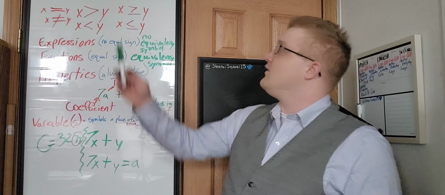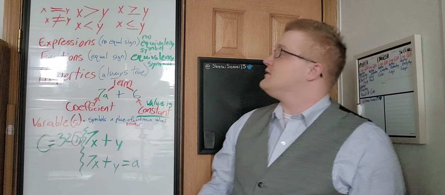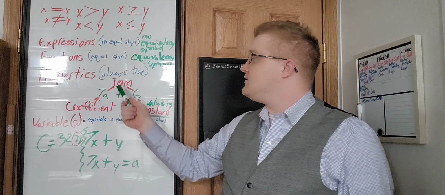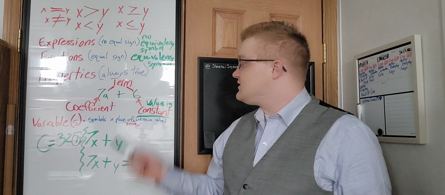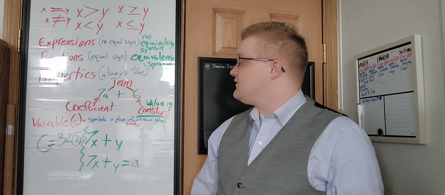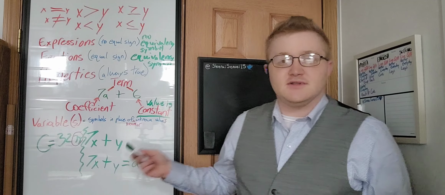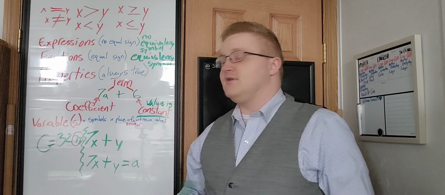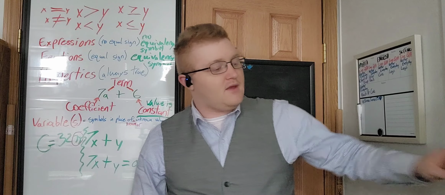We covered equivalency symbols, expressions, equations, properties, terms, coefficients, constants, variables, and gave you a couple examples of equations, expressions, variables, and constants, right?